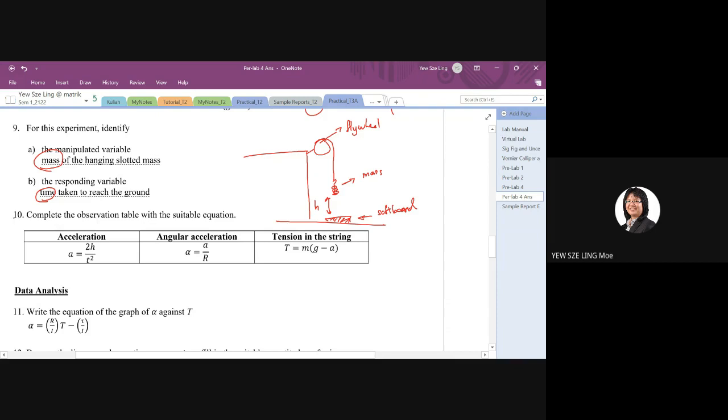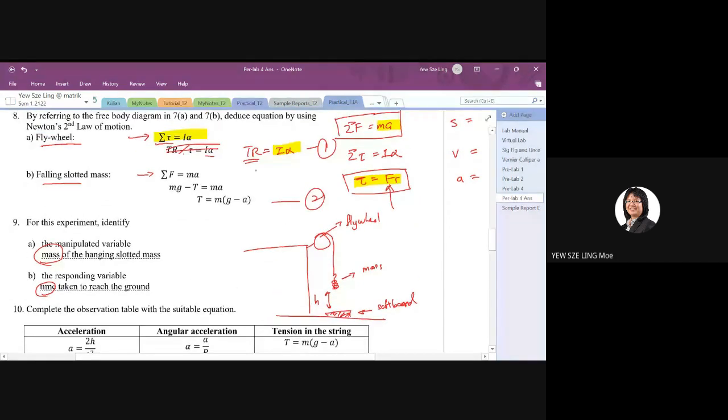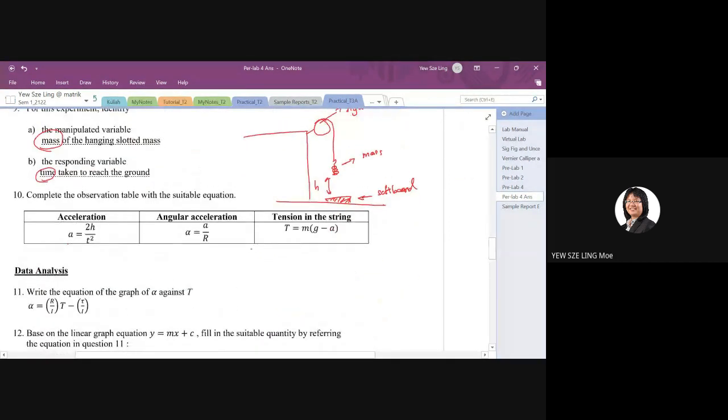So for a complete observations table, use the suitable equations. Acceleration is a equals 2h over t squared. This is how you calculate the acceleration in the experiment. Angular acceleration can be calculated using alpha equals a over R. Tension is T equals m bracket g minus a. Basically, it's based on the equations that you formed just now. You simplified them, and that is the conclusion that you get. This is the relationship between a and alpha. The tension in the string is based on the equation just now.